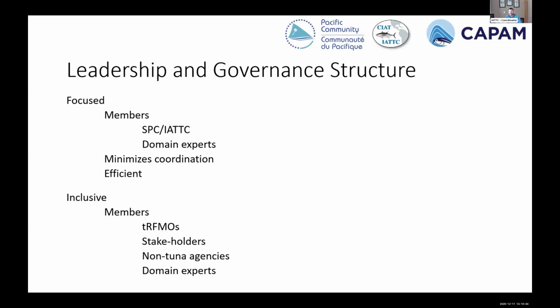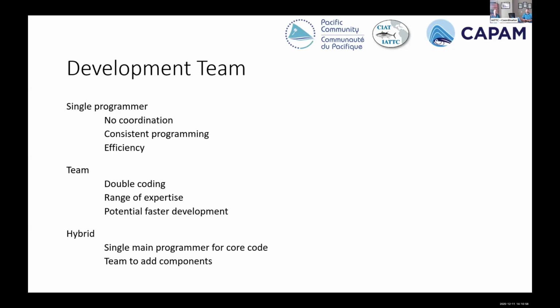But it is also, at the same time, important to consider a more inclusive governance structure that would include, of course, all the other Tuna RFMOs, some of the stakeholders, non-Tuna agencies, and again, domain experts will be valuable there.